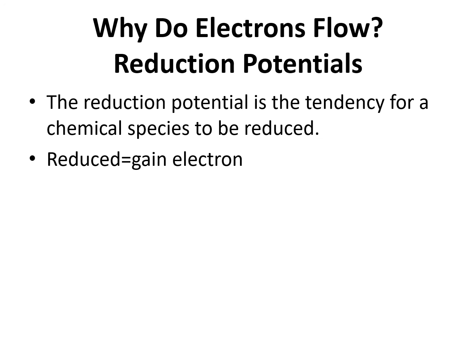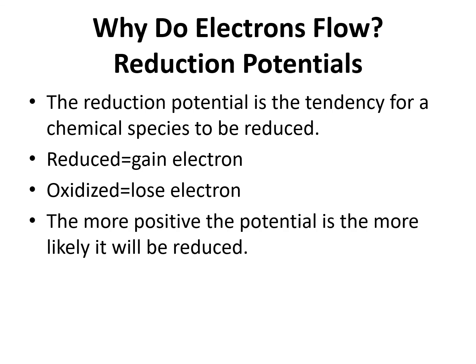Reduction means gaining electrons. Oxidizing is losing electrons. This is a review. The more positive the potential, the more likely it will be reduced. We measure that in volts. We've seen that before, and we'll see that in the next video when I show you the reduction potentials of the different electron centers in the electron transport chain in photosynthesis. In addition, we're going to talk about how much reduction potential it takes to pull an electron from water. That's pretty high. So we'll talk about how that works in the next video.